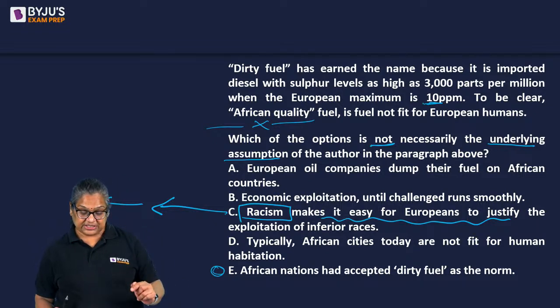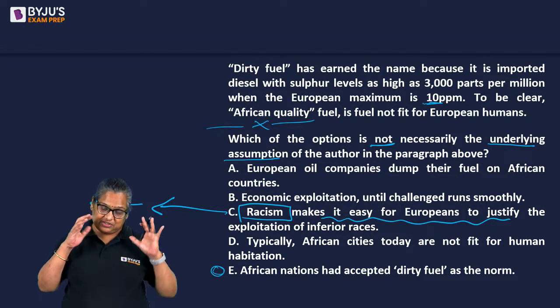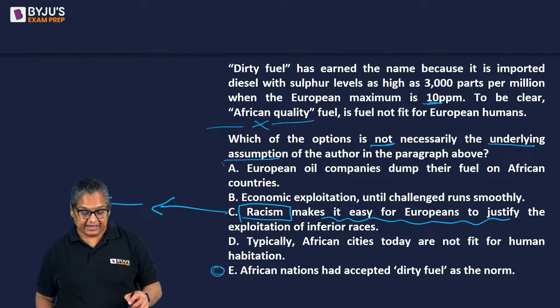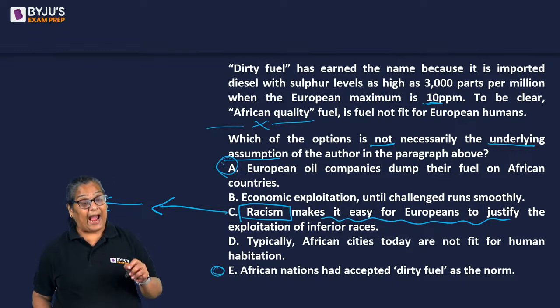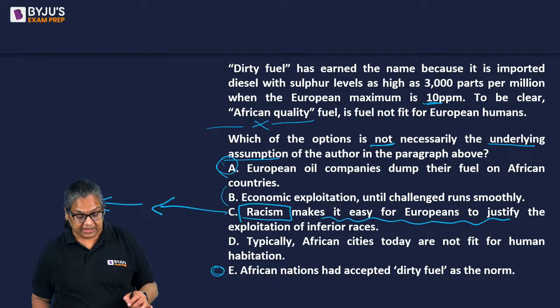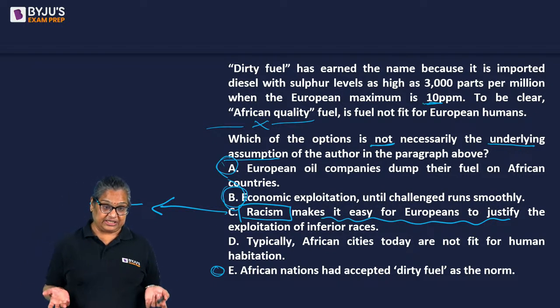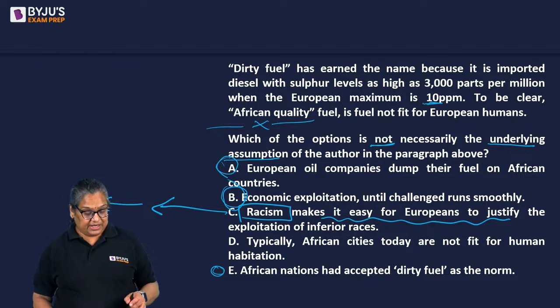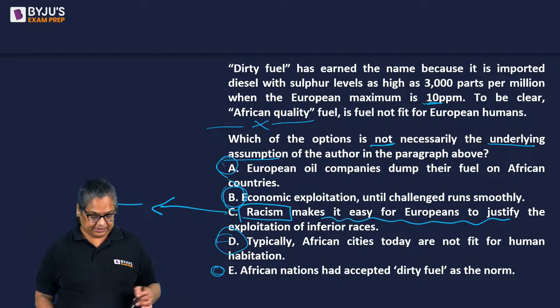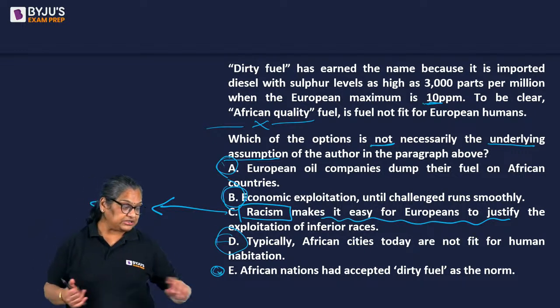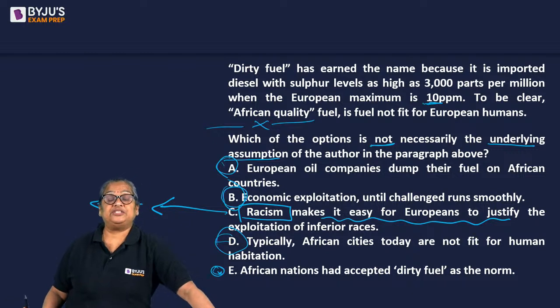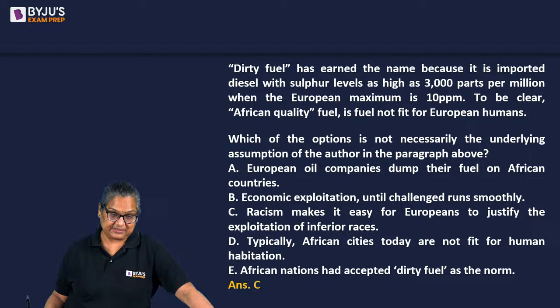So the author has just said that Europeans have sent what is unfit for Europe. So they clearly dumped their fuel. And the fact that it has continued for so many years, the assumption is that it continues until challenged. Only now they have challenged. The description shows that it is uninhabitable. But racism, because it has not been mentioned, Europeans justifying what they are doing has not been mentioned, makes C the correct answer. Got it?